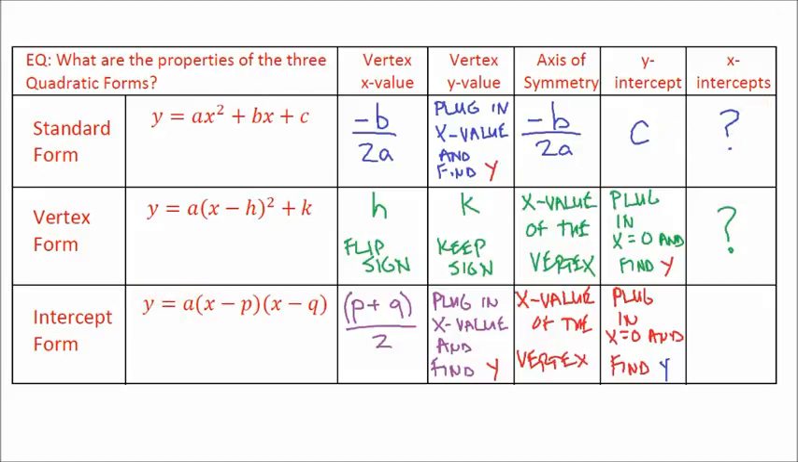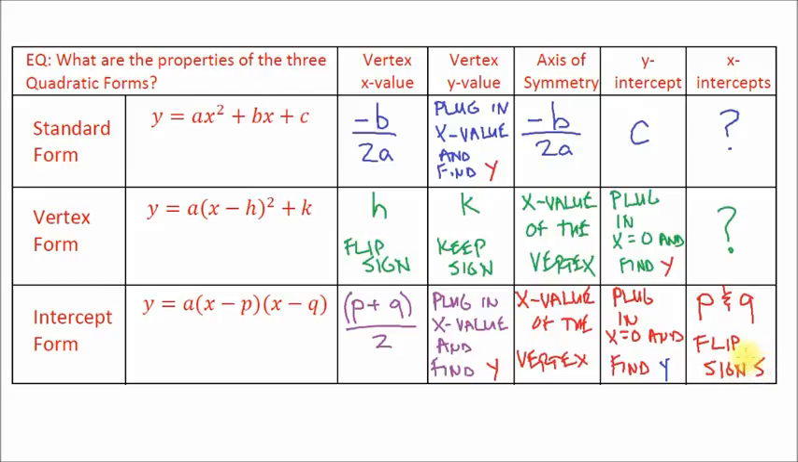Last thing is, what about the x-intercepts? Well, here's a good part. Intercept form does give us the x-intercepts. And that's just going to be the value of p and q. P and q tell us where this graph will cross the x-axis. But one important thing, notice just like in vertex form, there's a minus p here and a minus q here. That means to find the x-intercepts, we're going to have to flip the signs. Flip the signs for both of these, and we'll be covering how to do that later.